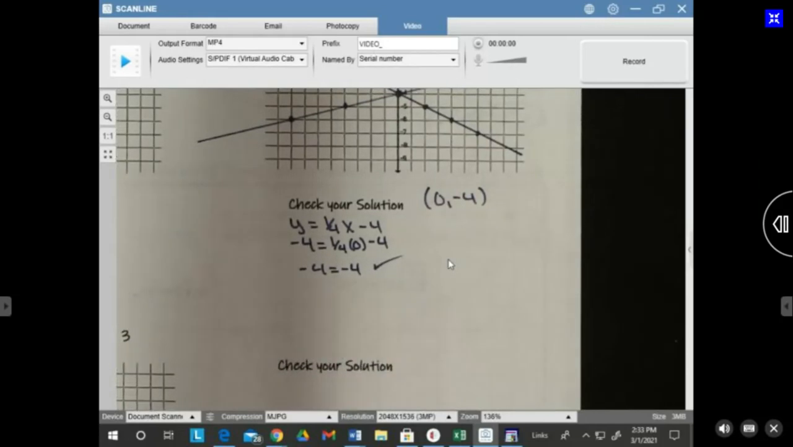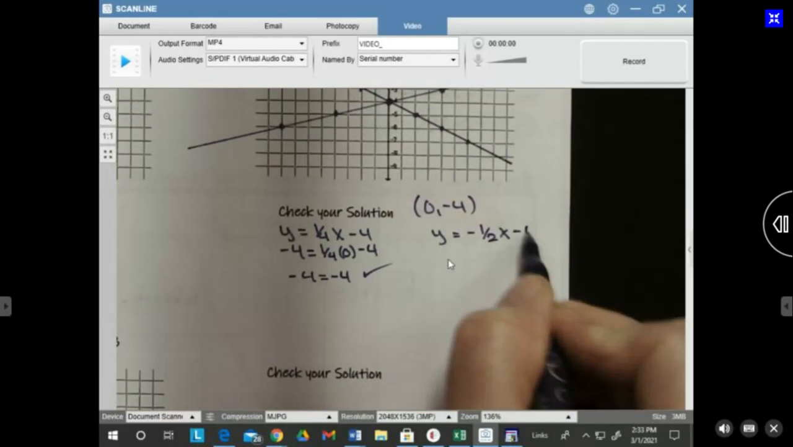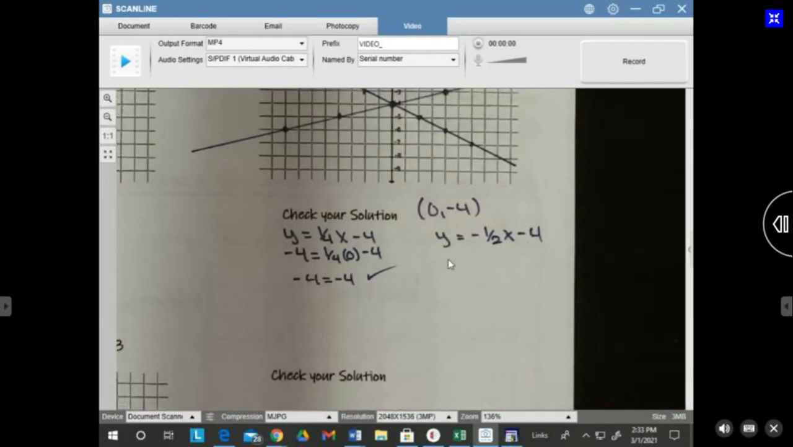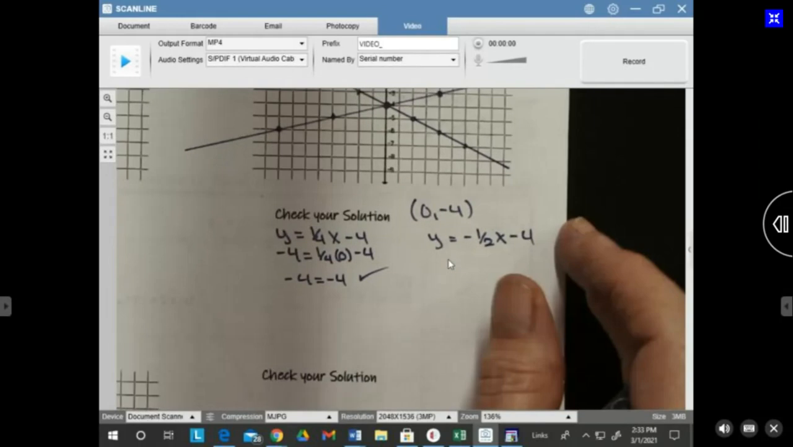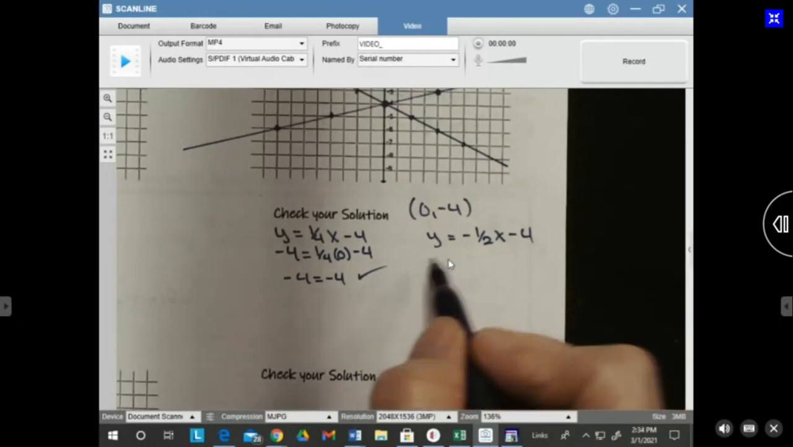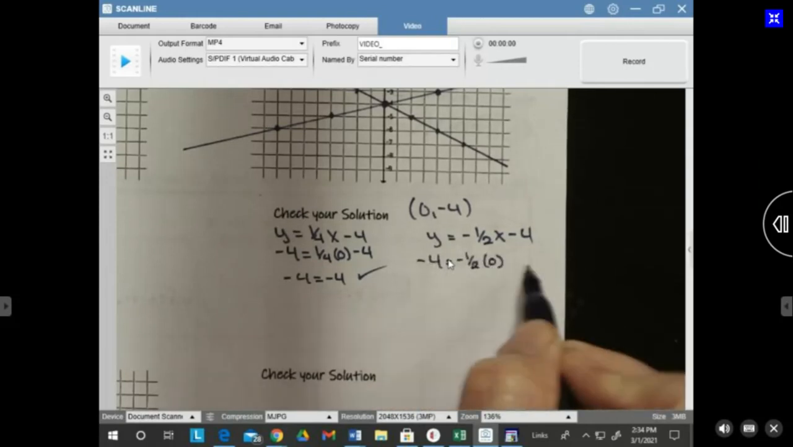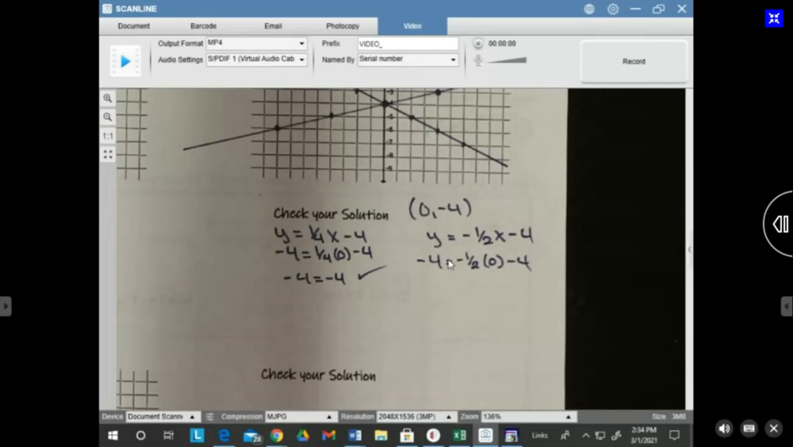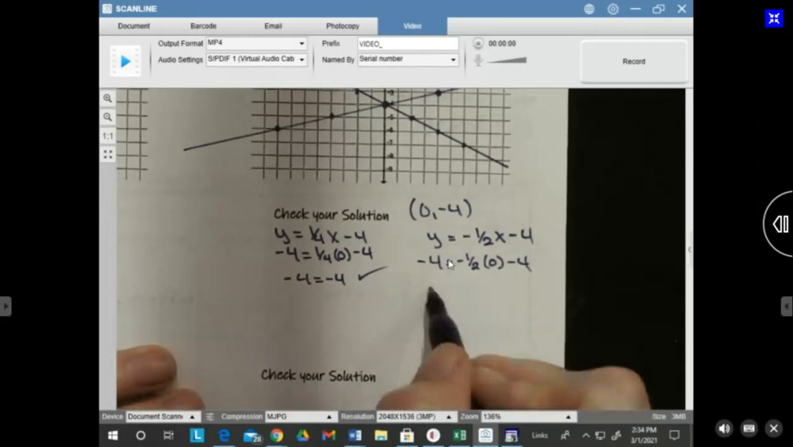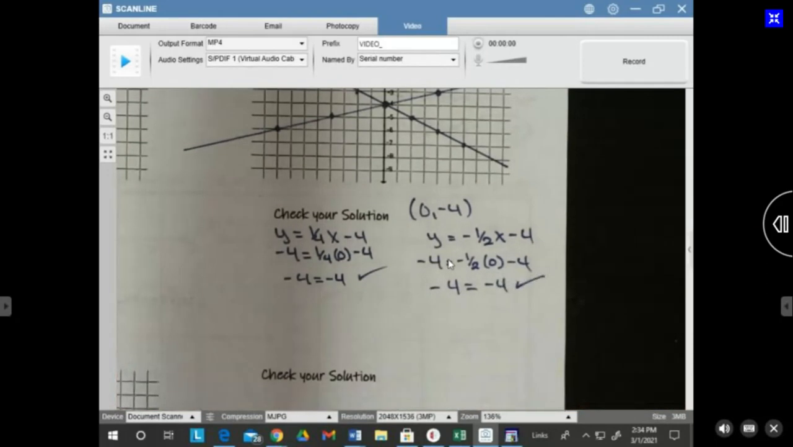Okay, y equals negative 1/2 x minus 4. Same thing. Negative 4 equals negative 1/2 times 0 minus 4. So negative 4 equals negative 4. That's the solution. Check. Right? Yeah. All right.